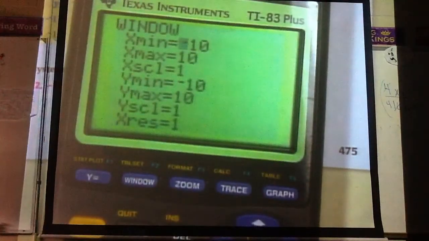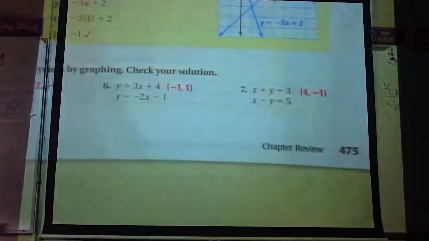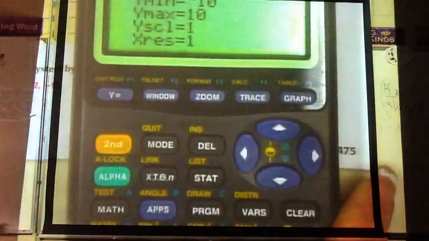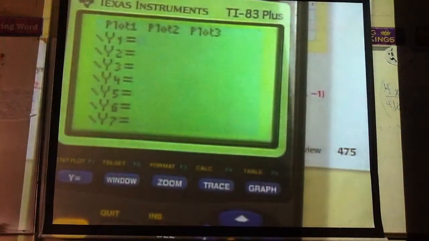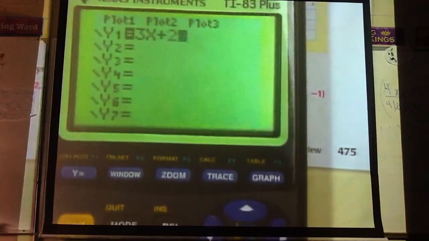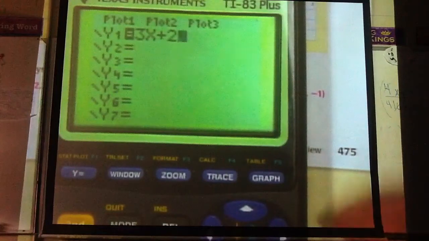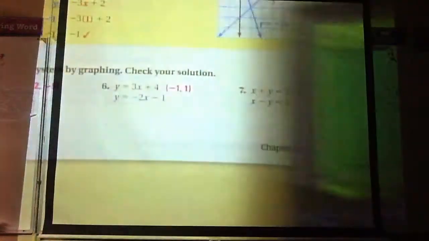All right, now the next thing I want to do is I want to put these equations into my graphing calculator. So what I'm going to do is I'm going to hit this Y equals button. Now, if you have equations in already, you need to clear them out. So like for instance, if I had 3x plus 2 in there, I would just want to go ahead and clear that out. Now remember, we're going to be putting in 2 equations. So I'm going to put in the first equation, which is y equals 3x plus 4.